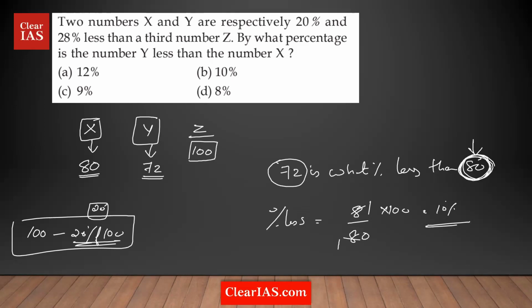So all of you, is it clear with the plug-in value method? So why do you start with Z? That's my first question. Why do you start with Z? Because X and Y are connected, dependent on Z. That's why I start with Z. So if you assume a value for Z, you can get the value for X. You can get the value for Y.